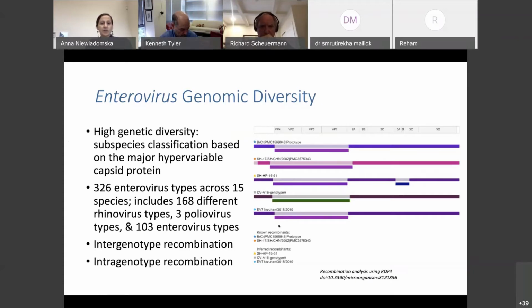Picornaviridae are also known to experience both intergenotype and intragenotype recombination. An example of this can be seen in one of our colleagues' publications and our publications. And these are known recombinants, where you can see that there's obviously a part of the genome that's been acquired from another enterovirus. And there are also several new recombinants that we identified. And you can read more about this in this paper.